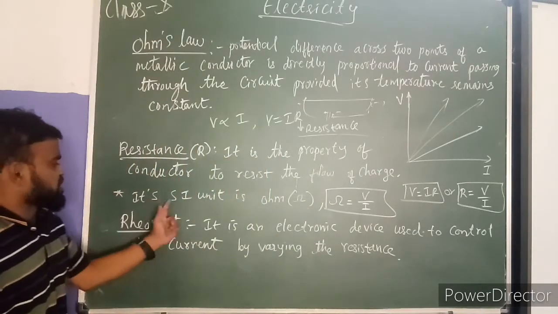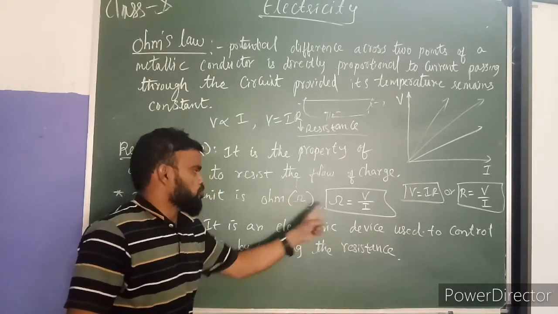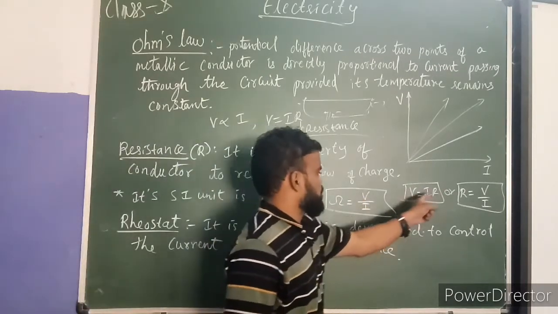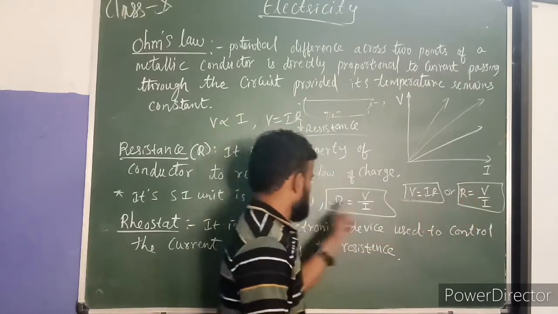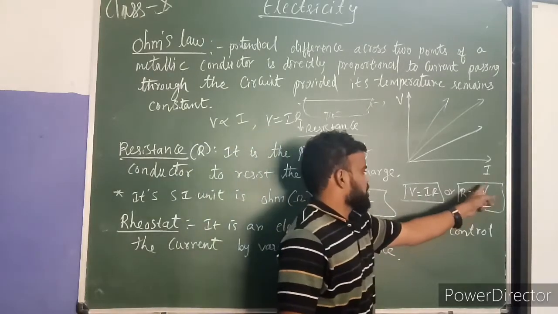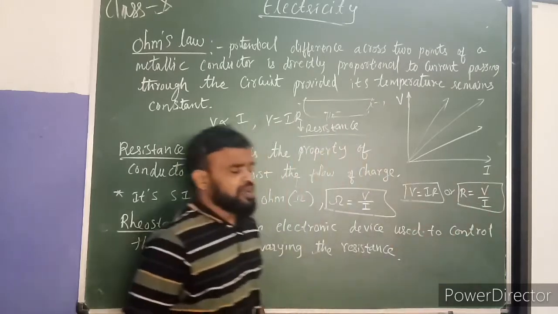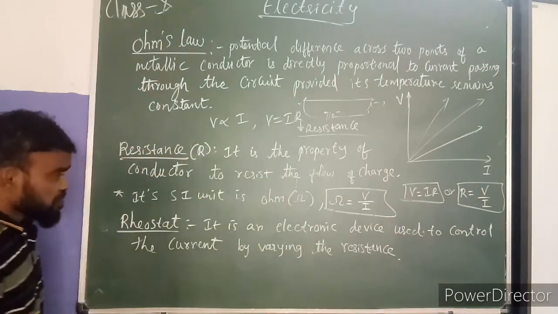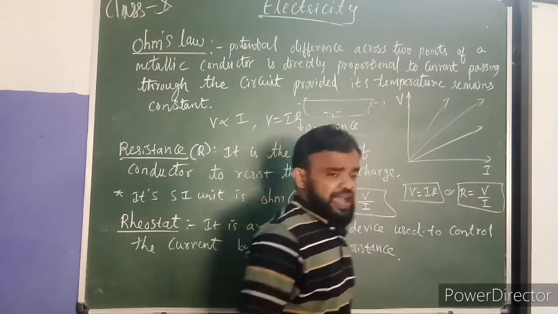The SI unit of resistance is the ohm, with the symbol Ω. V equals I into R means R equals V by I. Resistance is measured in ohms, that is, potential difference V divided by current I. Understood?